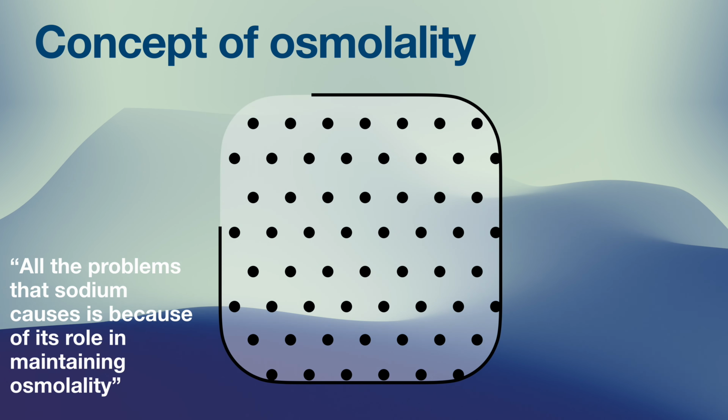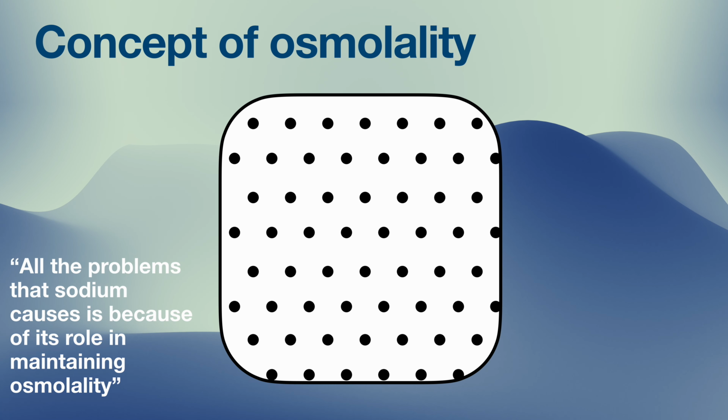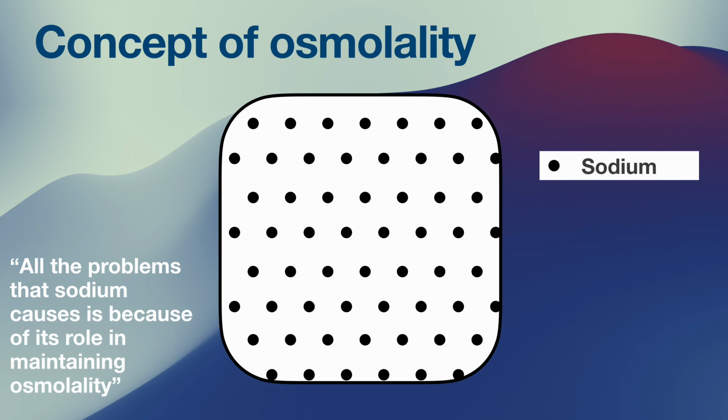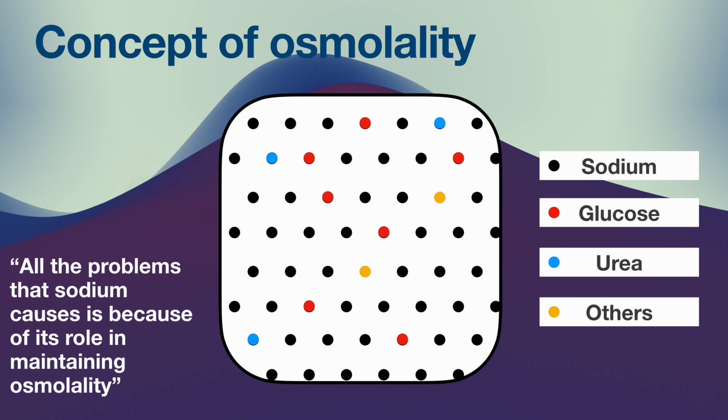Let's understand this. See, all the problems that sodium causes is because of its role in maintaining osmolality. It is the low osmolality and not the low sodium number that is causing the symptoms. See, a majority of osmoles are sodium and other ions. Then there's glucose, urea, and other osmoles.